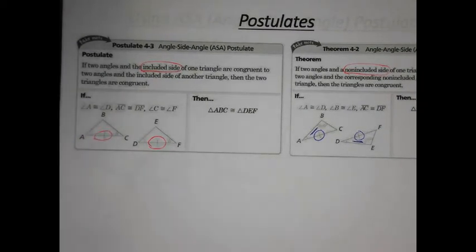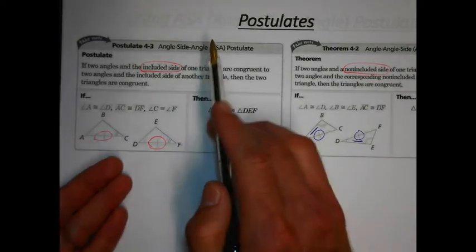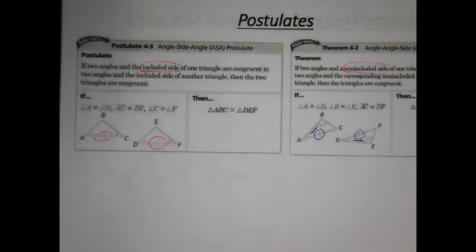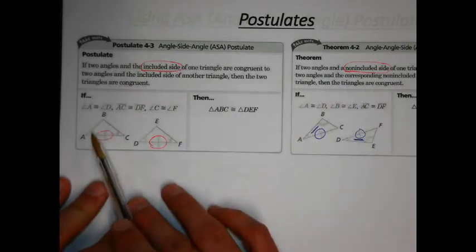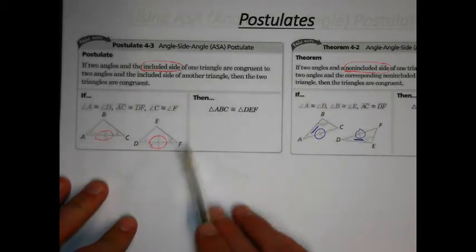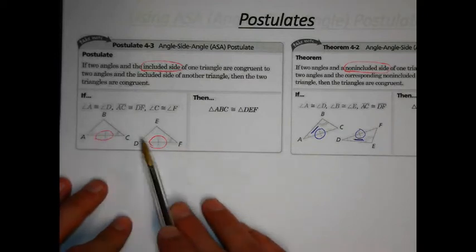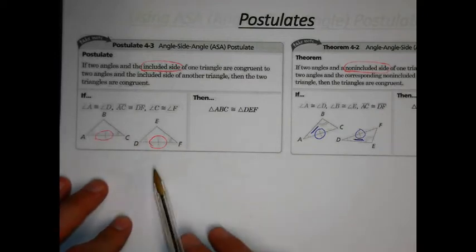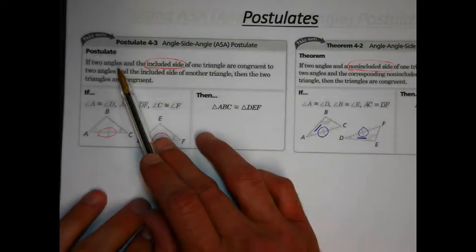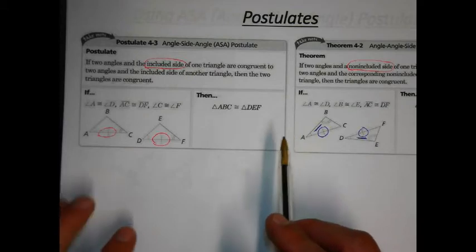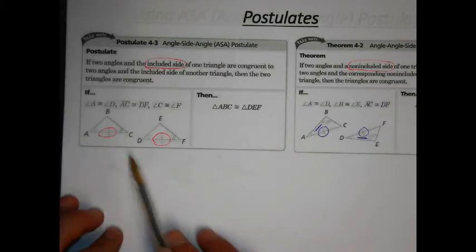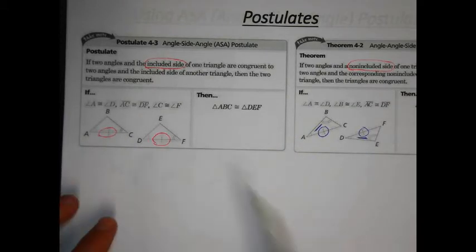The first postulate we're going to dig into is called the angle, side, angle postulate. Why in the world would we call it that? Well, take a look. If two angles and the included side... So we have these two triangles here. Angles A and D are congruent, and C and F are congruent, so we've got those two angles. And the included side, AC, is congruent with DF.